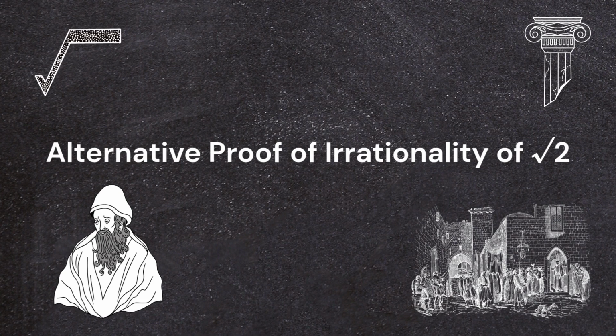In a previous video, we covered Euclid's proof of the irrationality of the square root of 2. But in mathematics, the same truth can be proven in different ways. Today, we'll look at another proof. At first, it seems like it should be quicker, but in the end, it turns out to be longer. And in the process, we'll see why Euclid's original method is still considered the most elegant.